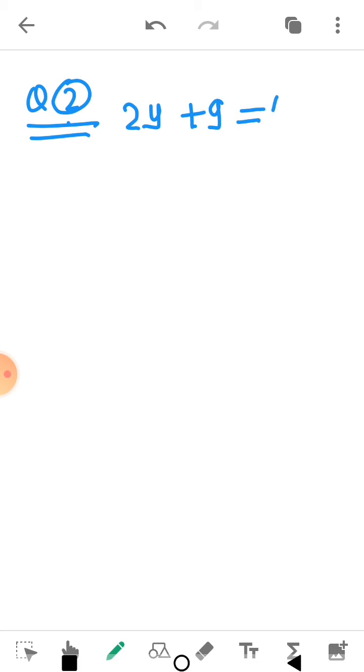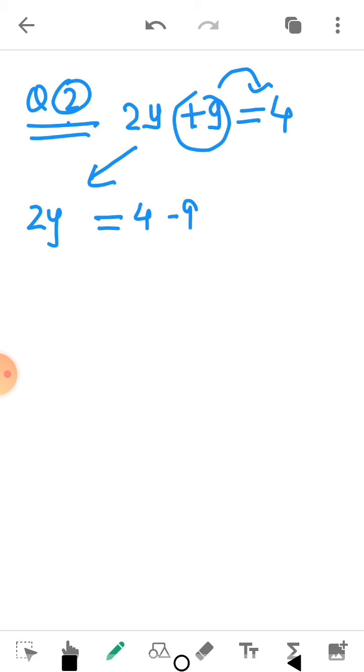Again, we take some examples, like question number 2. 2y plus 9 is equal to 4. In this case, you have to separate the constant term and variable term. In this case, 2y will remain at the left side and 9 goes to the right side. Therefore, 9 will be minus. Why? Because 9 is positive in this case. So, after going to the right side, it becomes minus, negative.